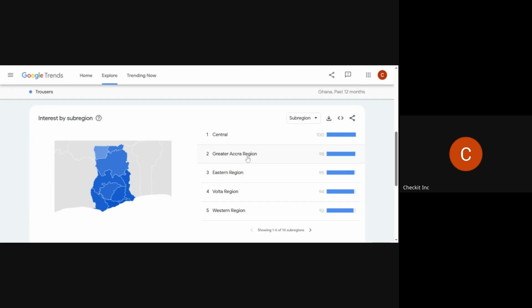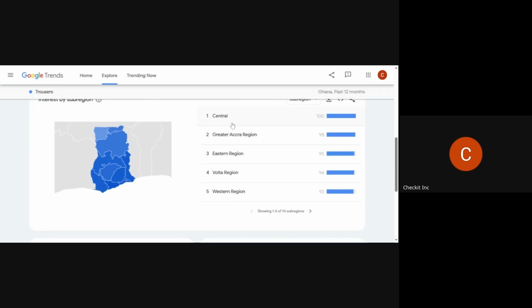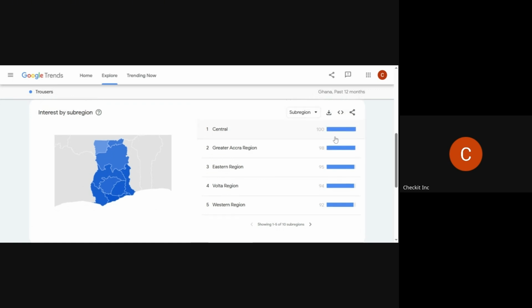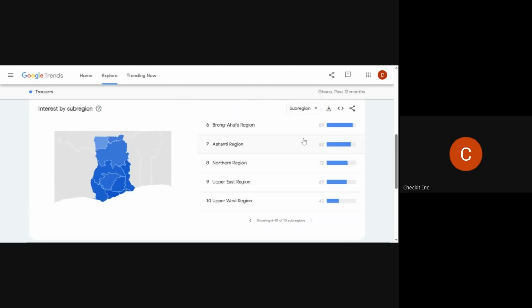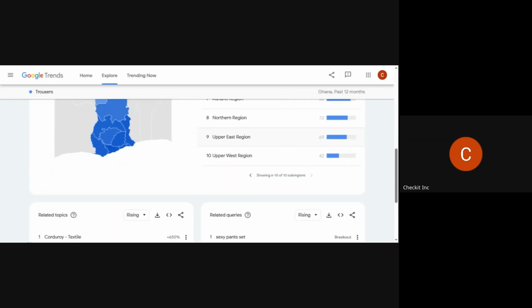You could also come here and search by sub-region. Maybe the city that you are in. And we are seeing central, I don't know if it's central Ghana or central Accra, but you see that the rating is 100. Then you can see Greater Accra region 98, Eastern region 95, Volta region, like that. You could check as many regions as you want. Ashanti region, this is how much they are searching for trousers.